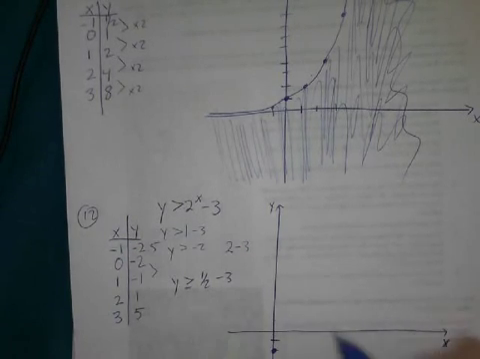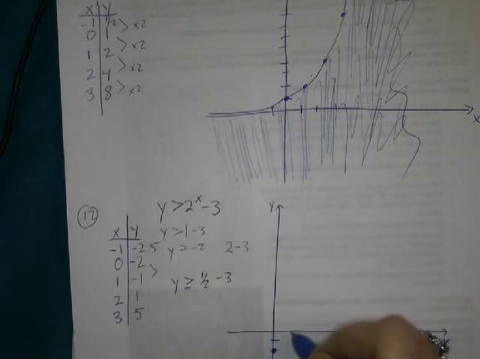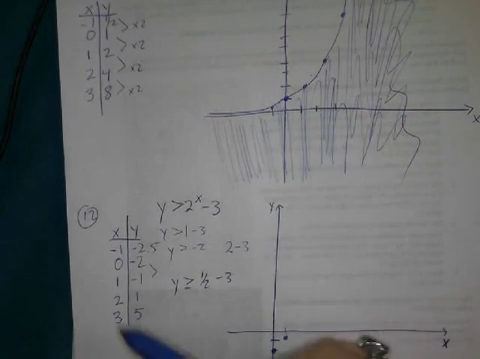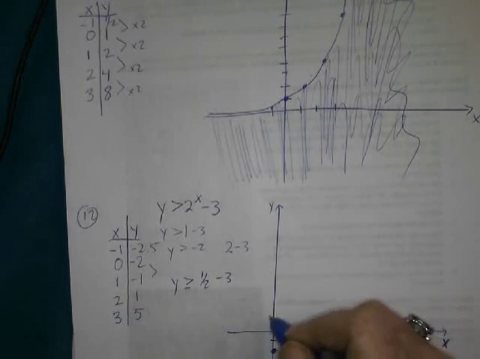Okay, so let's put some of these on our graph. So I like the 1, -1. That looks like a nice one to do. Okay, so 1, -1's right there. 2, 1.